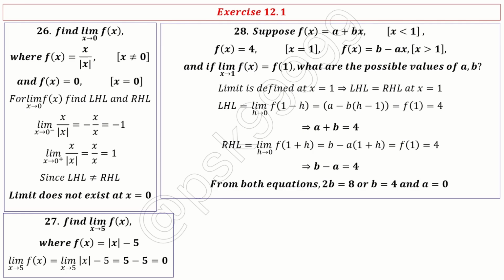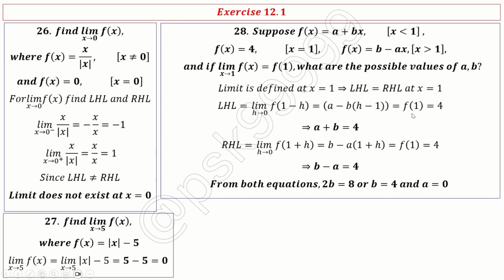Okay. Suppose f of x equal to a plus bx for x is less than 1, and f of x equal to 4 for x equal to 1, f of x equal to b minus ax for x greater than 1. So there are three definitions of the function for x less than 1, x equal to 1, x greater than 1. Okay. And if the limit as x tends to 1 of f of x equal to f of 1, which means they are telling the limit is defined. Then what are the possible values of a and b?